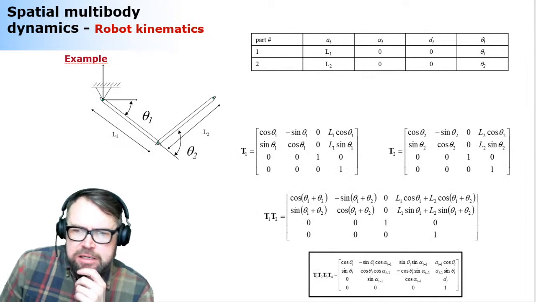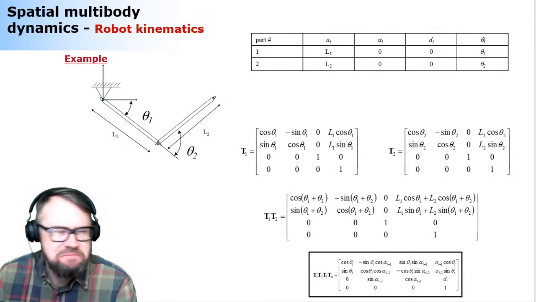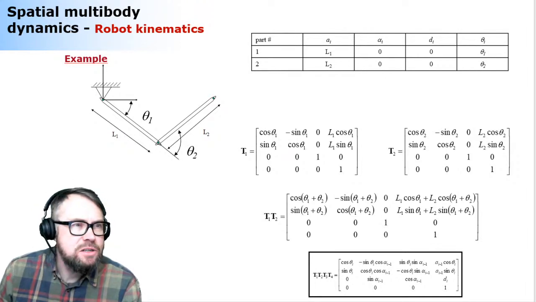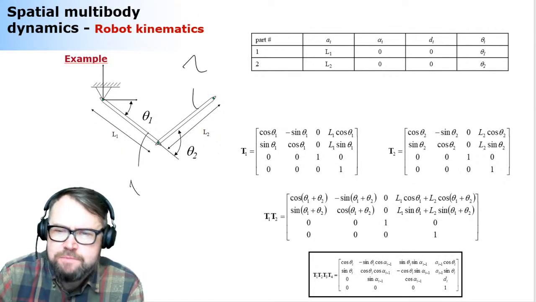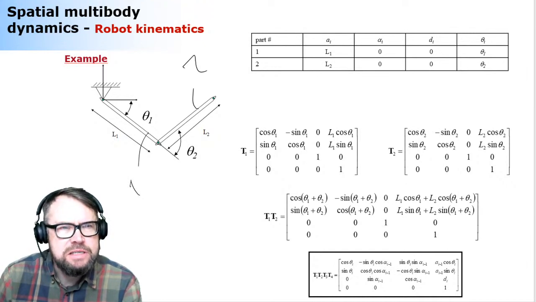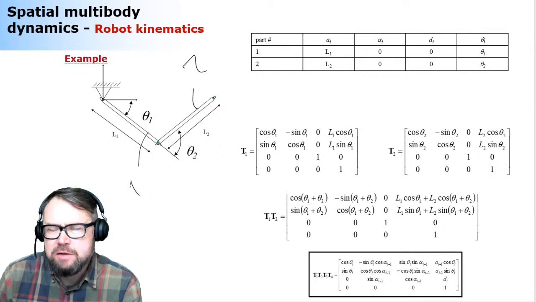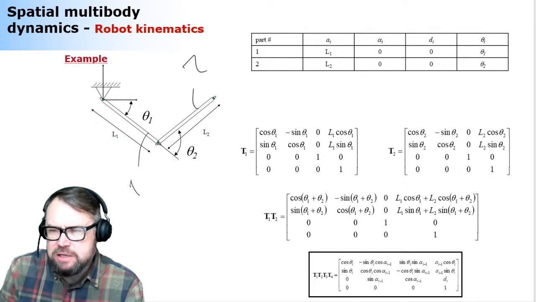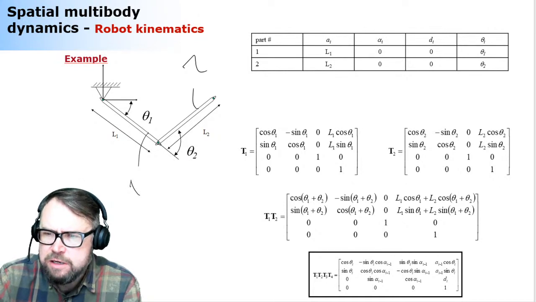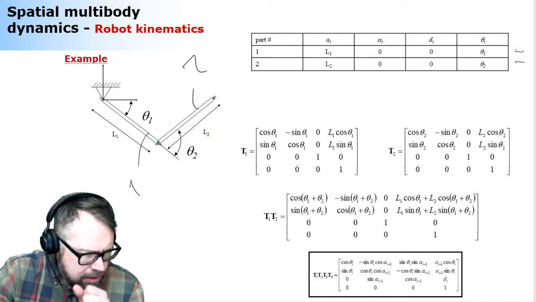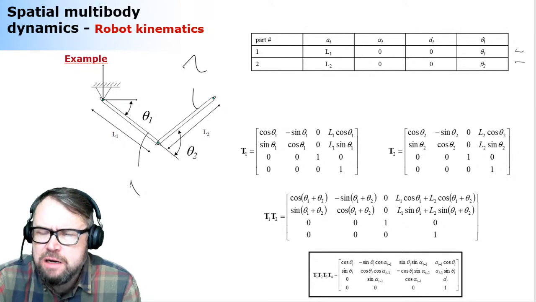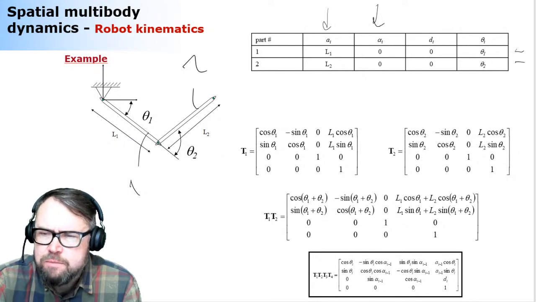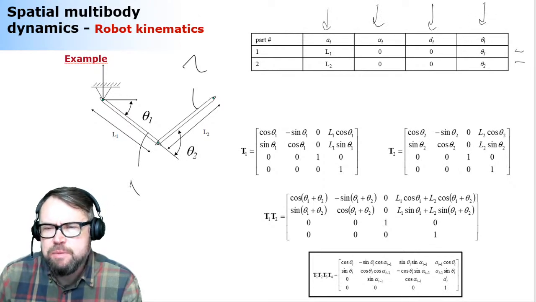All right, so I'm going to give you an example of how to use this method. Here in my example, I have, again, this double pendulum, which is a simple robotic system. It consists of two bodies. Body one, this guy, and body two. And what follows is that I'm going to build the table. In this table, I'm going to have as many rows as I have bodies in my system. So this time, two bodies in the system. So here are going to be my rows. Then there will be four columns. And these four columns will be associated with my four parameters, the Denavit-Hartenberg parameters.